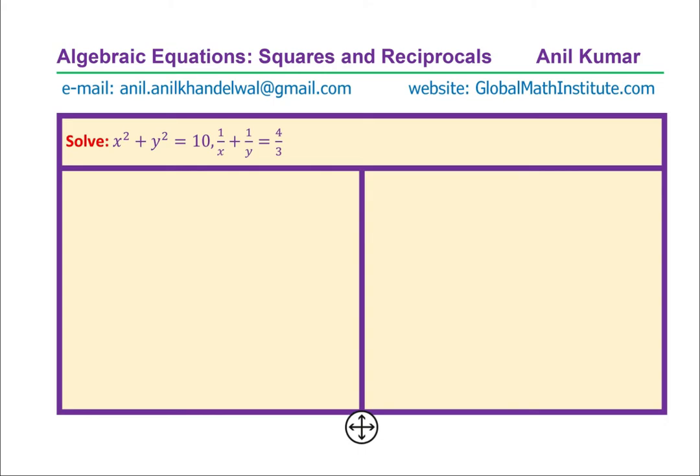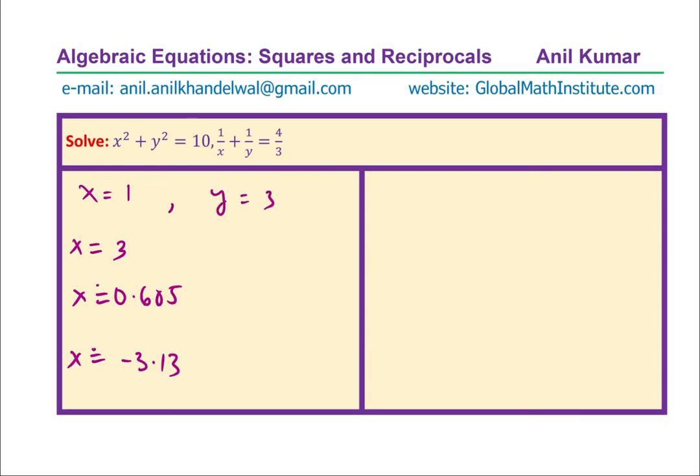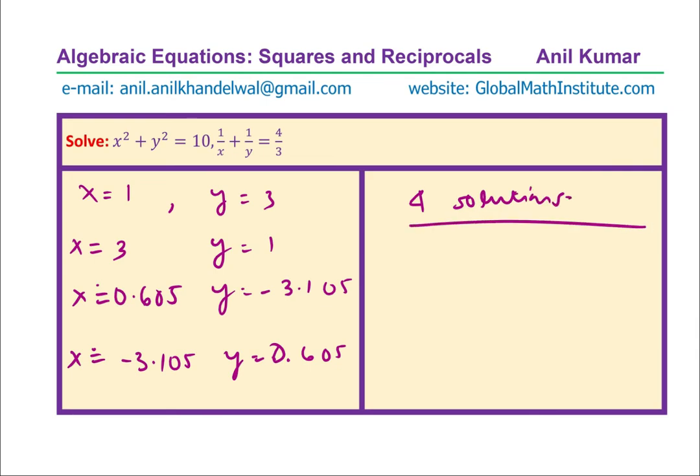Let me rewrite. So we got the x value equal to 1, x value equal to 3, x value equal to 0.605 and x value equal to minus 3.105 approximately, right? So for the corresponding values, y is 3, y is 1, y is minus 3.105, and y equals 0.605. You see that. So there are 4 different solutions for this particular equation. Perfect. So we have 4 solutions for this particular equation.